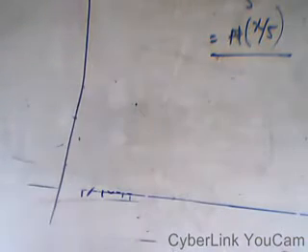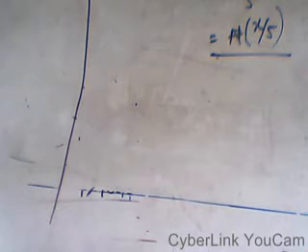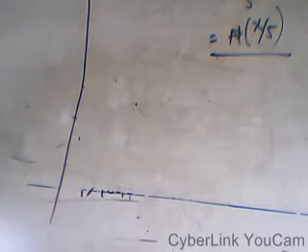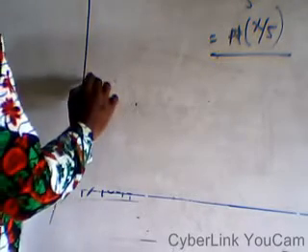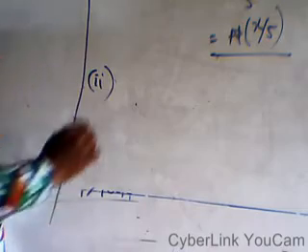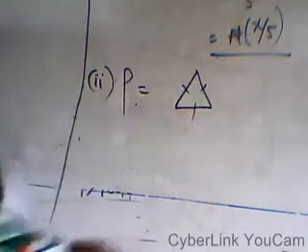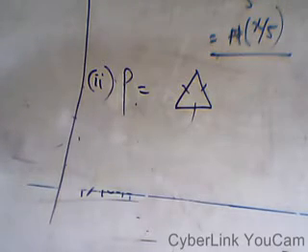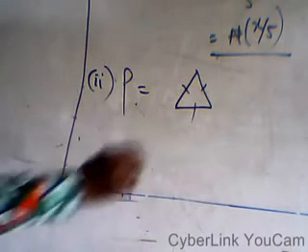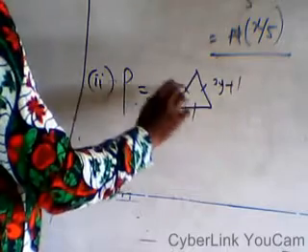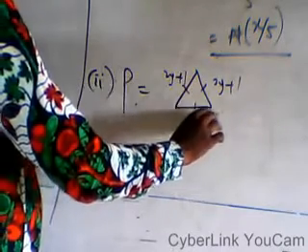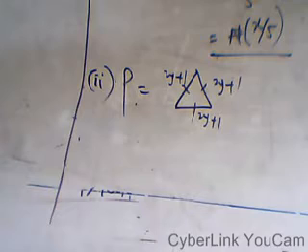For the second one, what do you have there? The question says: find the perimeter of an equilateral triangle of side 2y plus 1. So we have to find the perimeter of an equilateral triangle whose side is 2y plus 1. This one is 2y plus 1, this one is 2y plus 1, this one is 2y plus 1. That is why it is called an equilateral triangle. So how are we going to get the answer?